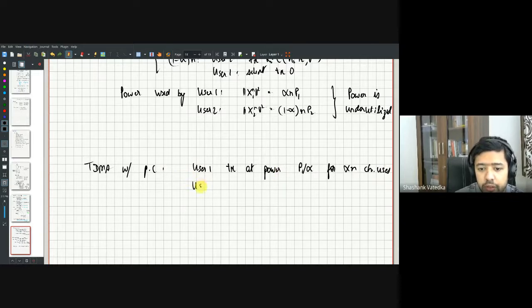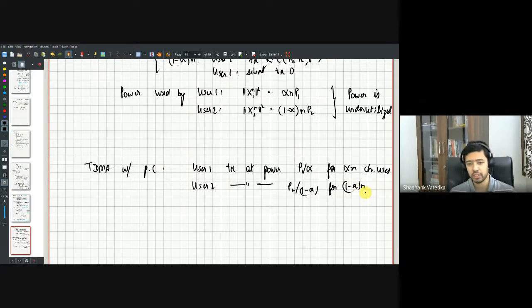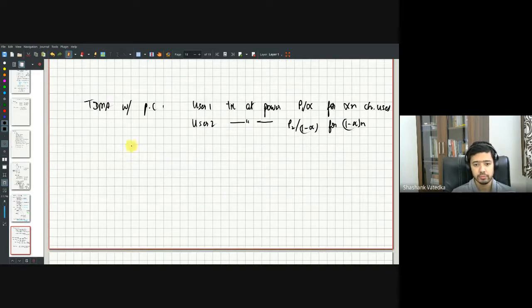And user 2 will do something similar: it will transmit at power P2 by 1 minus alpha for 1 minus alpha n channel uses. It's again TDMA in the sense that when user 1 talks, user 2 remains silent. When user 2 talks, user 1 will remain silent, right? So you have alpha n channel uses.